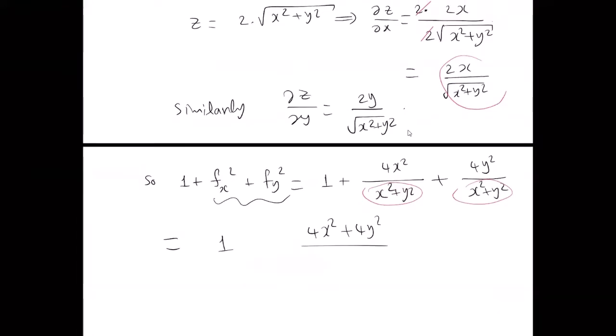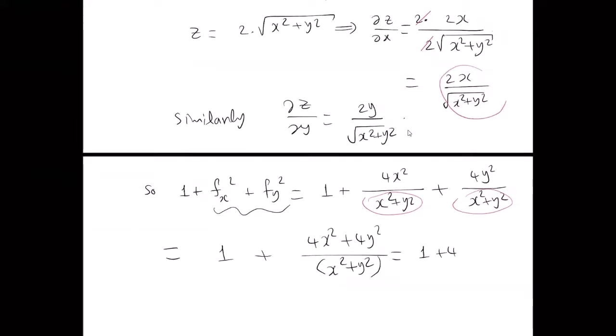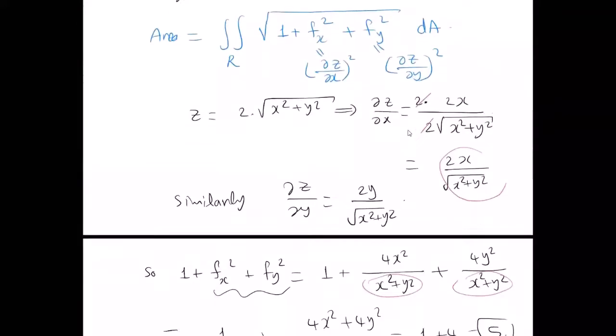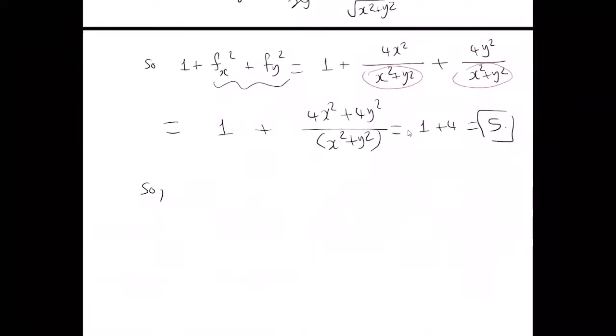So this is the 1, and this is x squared plus y squared. Because this will cancel, because taking the common factor 1 will give you 4. 1 plus 4, which is 5. That's it. What is inside the radical is 5. So therefore, we have this lateral area equals, over the region R, the square root of 5 dA.